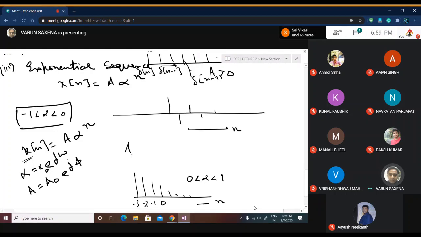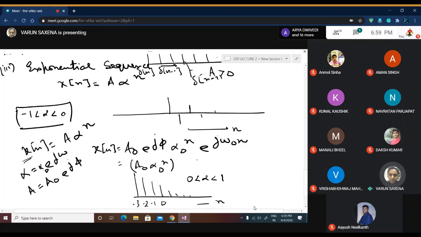It says a naught e to the power j phi, and this becomes alpha naught to the power n and e to the power j omega naught n. So this is your xn. Then this becomes a naught alpha naught to the power n, which is a purely real number, then you have e to the power j omega naught n plus phi. Now this is the well-known e to the power j theta form, and this becomes cos theta plus j sin theta.